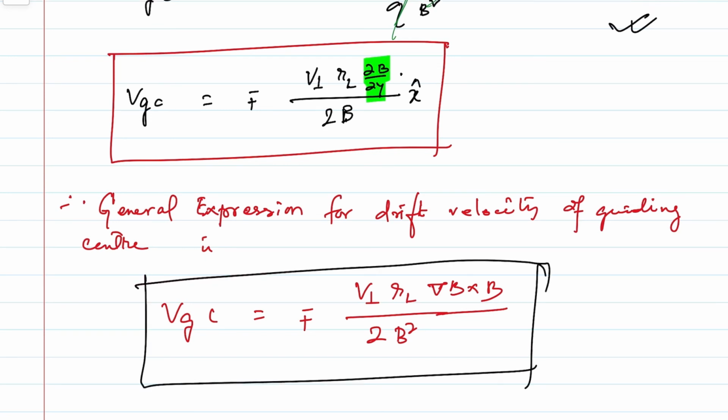Here you may think this is B only, here it is B square. So in this case we haven't cancelled the B square by B, and that's why we have got this expression. So this is how we can find the general expression for drift velocity, while grad B is along y, for the motion of a single particle in plasma under a non-uniform magnetic field. Then the grad B drift velocity is given by this expression.